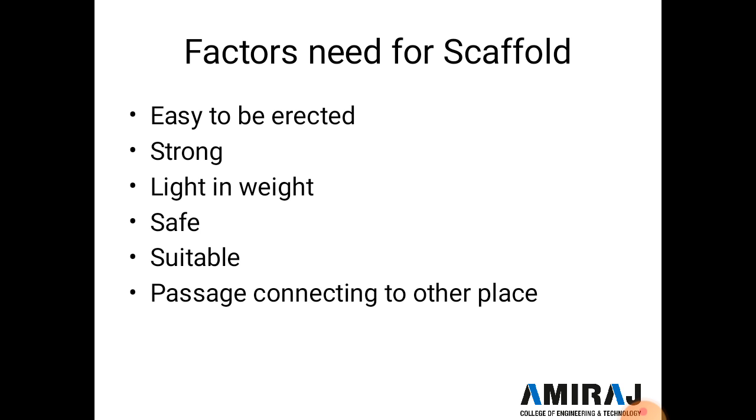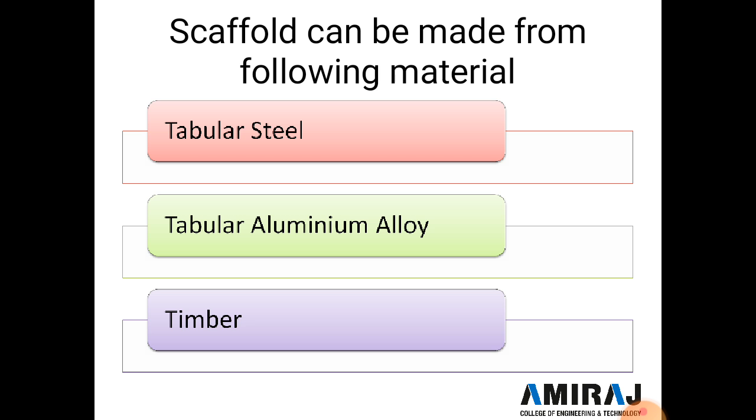If two scaffolds stand at the same place and are joined by a passage, this passage connects the platforms with each other, so it is easy for a person to move from one platform to another. Next, a scaffold can be made from the following materials. Three types of material are generally used: first is tubular steel, second is tubular aluminum alloy, and third is timber.